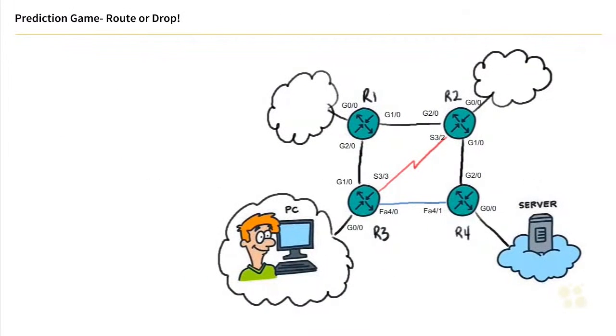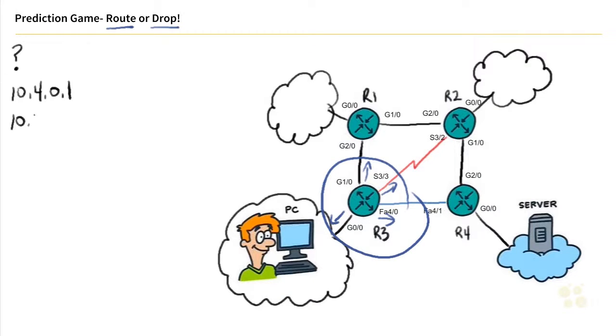So to have some fun with this, let's do this. As we play this game called Will I Route or Will I Drop, let's go ahead and use R3. And as we focus on R3, let's take a look at its usable interfaces. There's really only 4. It can send a packet this way, this way, or this way, or this way. So no matter how many routes it knows about, the egress or outbound interfaces are going to be one of these 4.